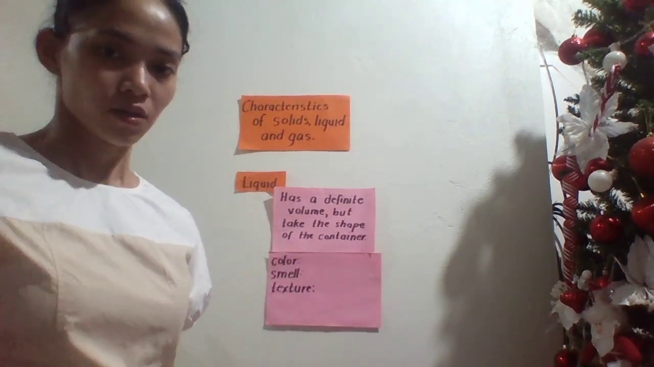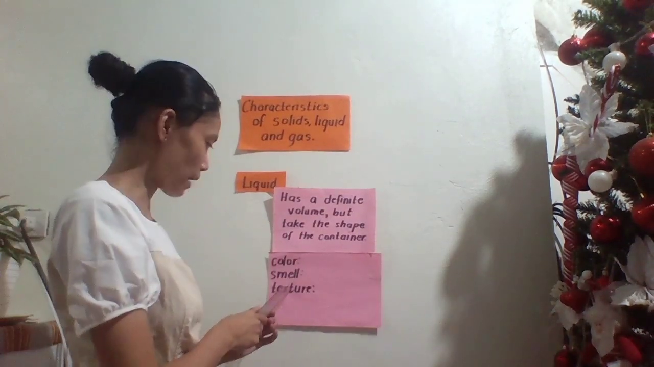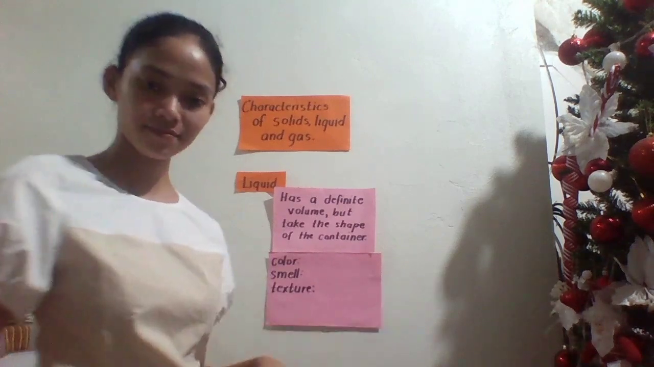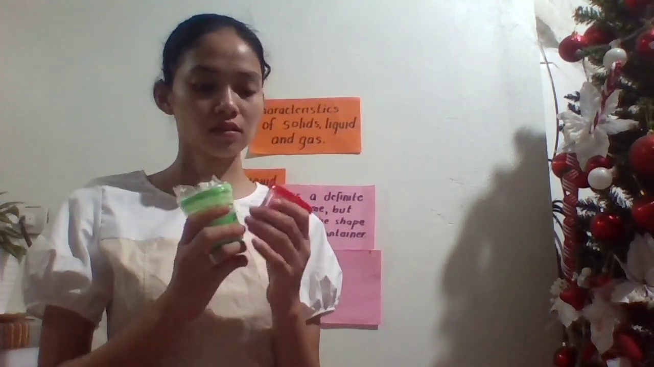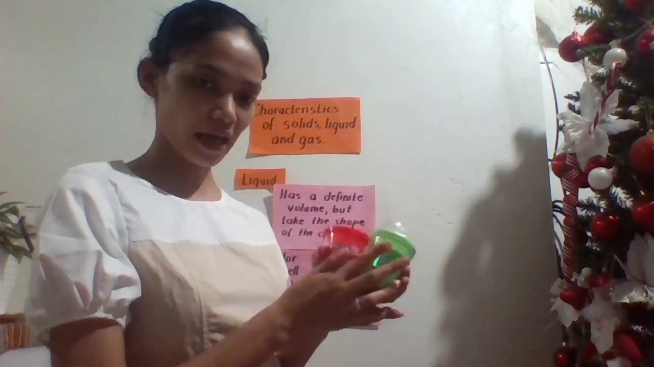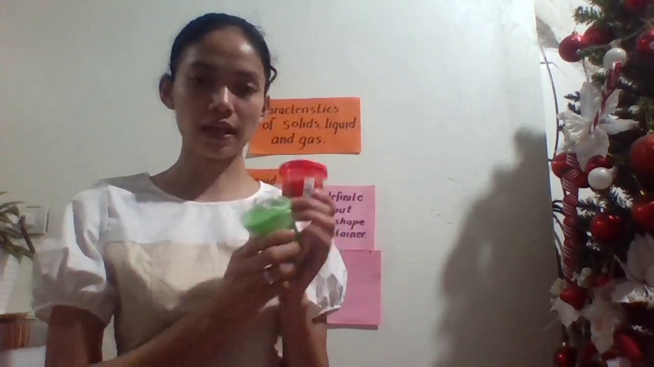So, liquid has color, smell, and texture too, but they don't have their own shape. They always take the shape of whatever they're placed in. I have a slime here. This is an example of liquid, a slime. Everyone loves playing slime, right? Slime can have different colors like red and green. I have two slimes here, the color red and green. They also have smell. So some slime smells different from other slime.